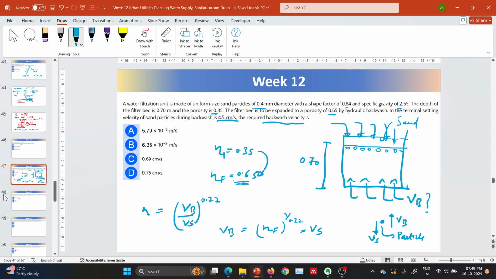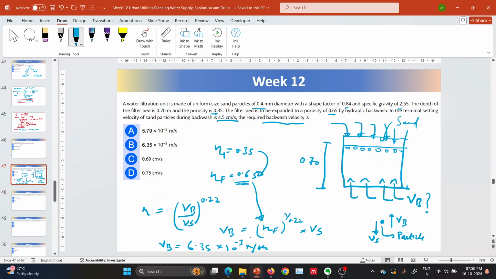Let me check. After solving, you will get VB with porosity 0.65. You will get it as 6.35 into 10 to the power minus 3 meter per second.